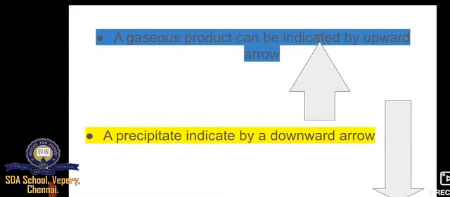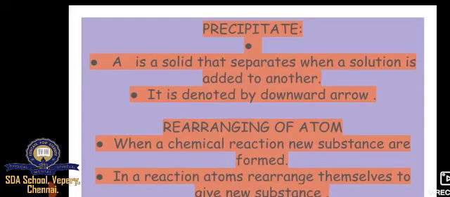Next, a precipitate is indicated by a downward arrow. When the reaction is taking place, finally we are getting some precipitate, so we need to indicate it in the reaction with this symbol. The downward symbol indicates a precipitate, and the upward arrow symbol indicates a gas. So what is the definition of precipitate? A solid that separates when a solution is added to another. It is denoted by a downward arrow.